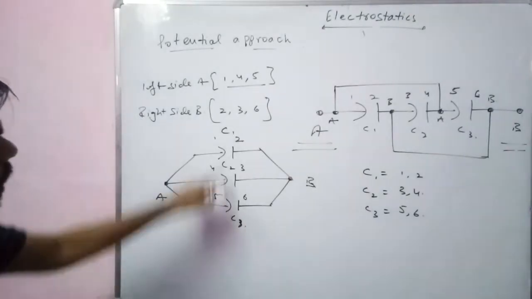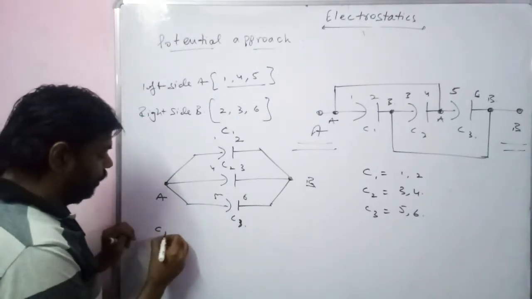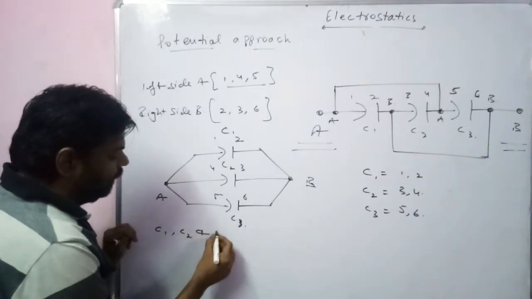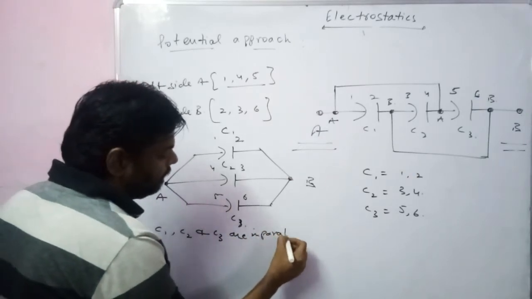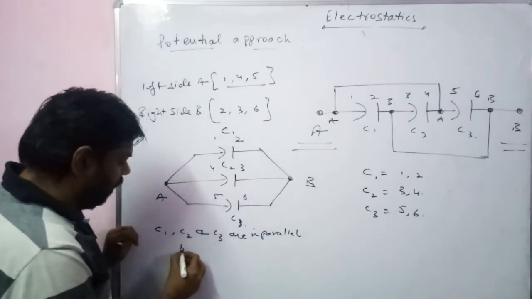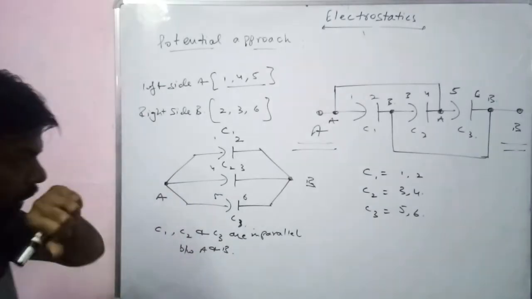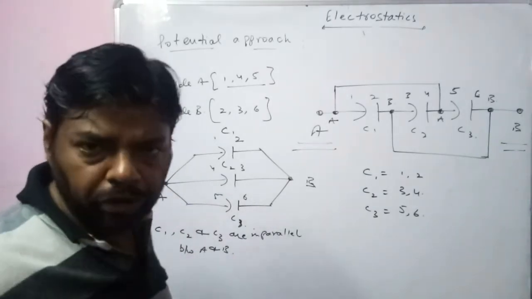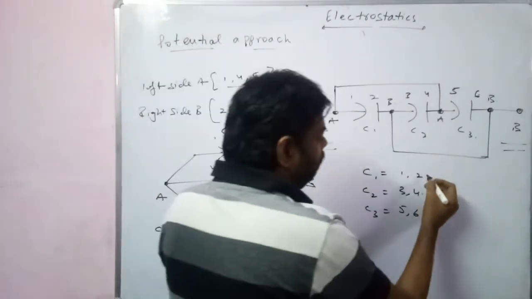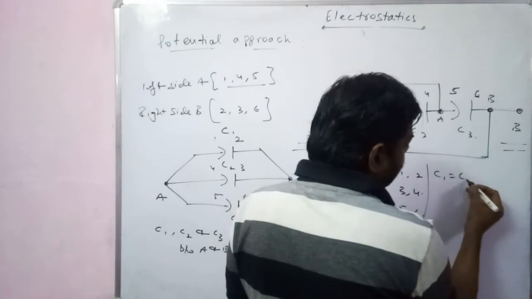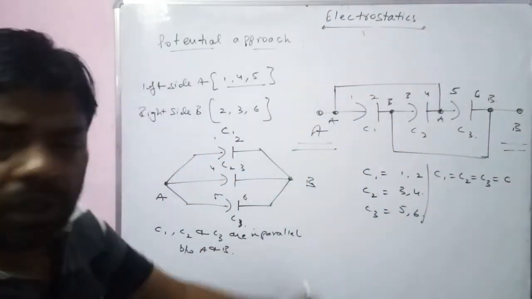Now we can say that all these capacitors are connected in parallel with each other between the points A and B. So C1, C2 and C3 are in parallel between A and B. Clear? Now if we want to solve, let us suppose that the values C1, C2 and C3 are all equal to C. Okay, let us do the calculations.